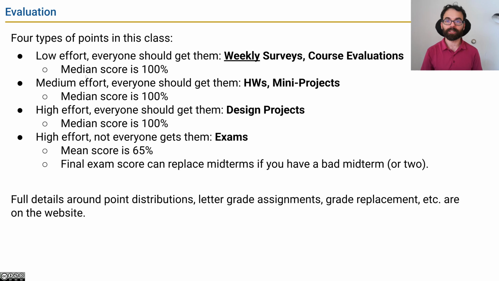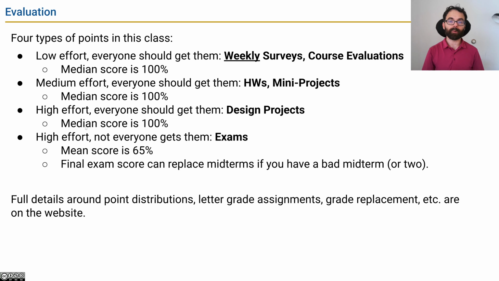Then we have the medium effort version of these. Everyone should get these points, which will be the homeworks and mini projects. Here, it'll be a moderate amount of work, and we expect everyone to get all those points. And then we have the high effort points that everyone should get, and these are high effort. Now you might say, if these are the major projects for the class and they're a lot of effort, why is the median score 100%? Well, it's because people really like to get the points that they can get. So these projects are pretty big. You'll write 1,000 lines of code for each of them maybe. And so they take a lot of work, and I expect that the median score is 100%. The average will be lower than these two categories, but still, most people will get all the points. You should be one of them.